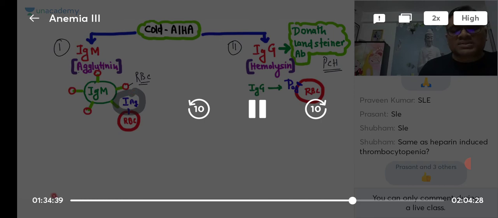This is the I antigen, which is the target of IgM antibody. So IgM antibodies are formed against the I antigen. This can be a future question. IgM antibody is formed against the I antigen of the RBC, and they are making clumps, or agglutinating them. That is why the name is agglutinin. Clear? Now look at the clinical scenario.